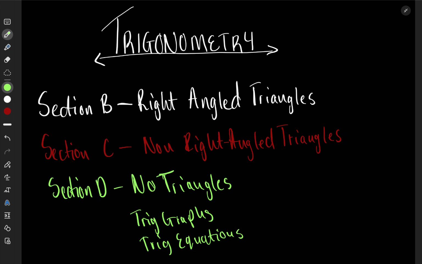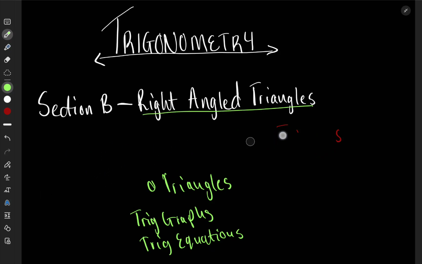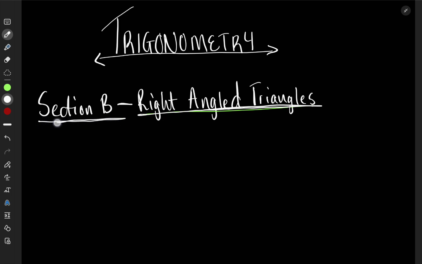So right now we are focusing on section B, which is right angled triangles only. So for this question, we will need to see a right angled triangle. Now section B has, we could say, 2 parts. Sometimes we could say 3 parts, depending on whatever.